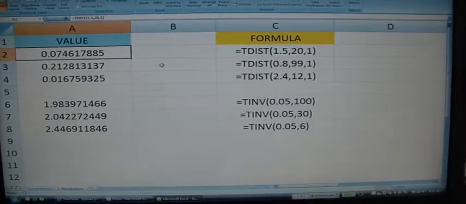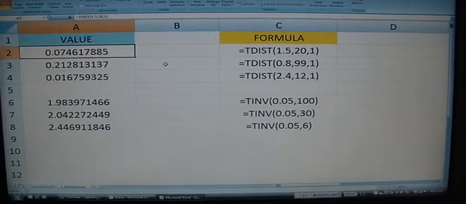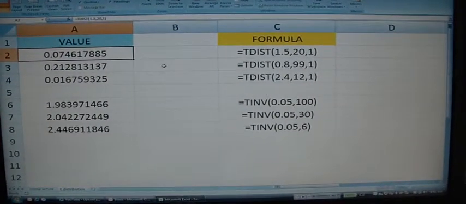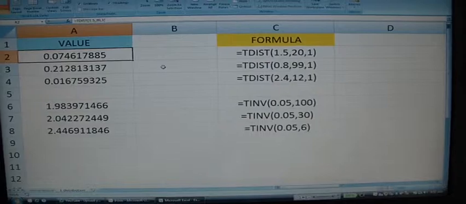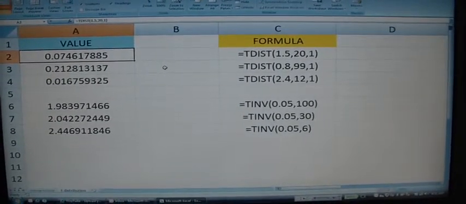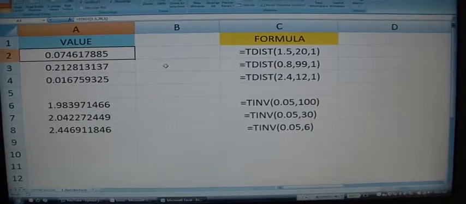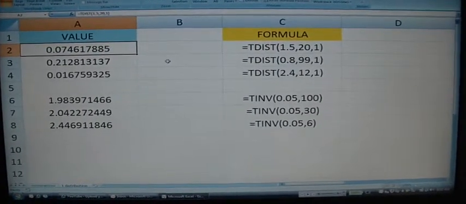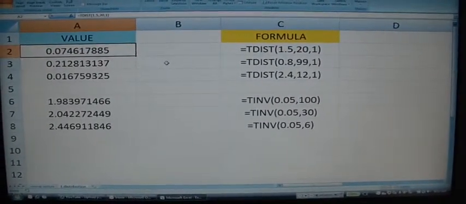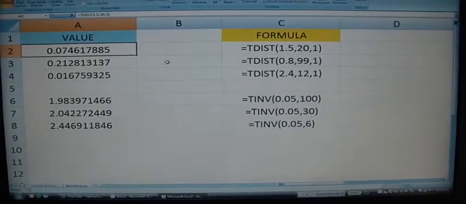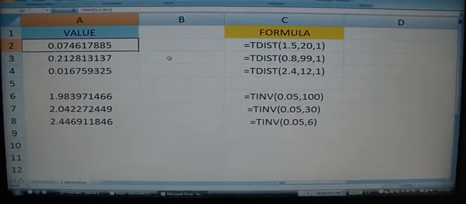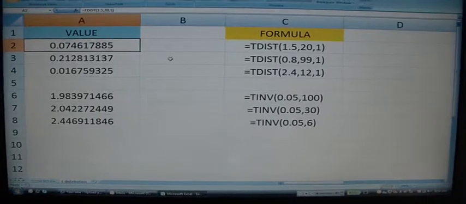The first one is computing, as we did in the lecture, the probability that a random variable with a t-distribution with 20 degrees of freedom is greater than 1.5. That's sort of computing the area in the right-hand tail for that t-distribution, and the answer is about 0.075.